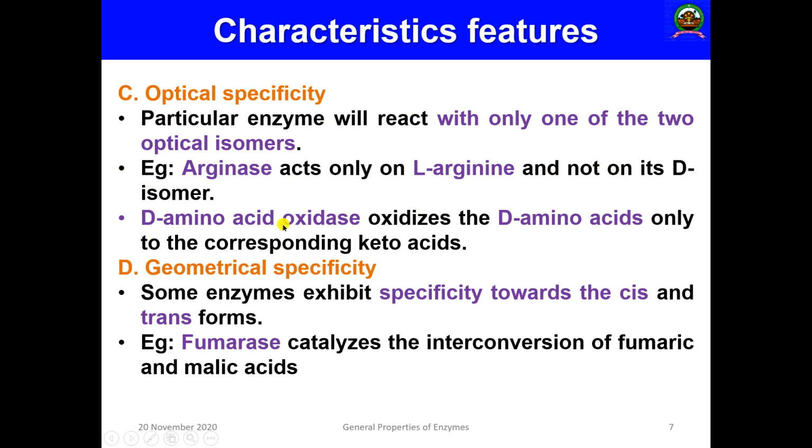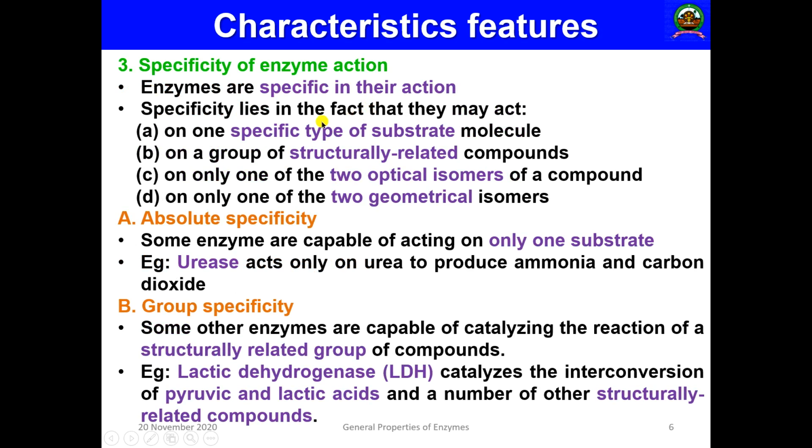Similarly, D-amino acid oxidase oxidizes only D-amino acids; it will not oxidize L-amino acids. The D-amino acids are converted to keto acids. That is the optical specificity for amino acids. Then the next one is that enzymes act on only one of the two geometrical isomers.